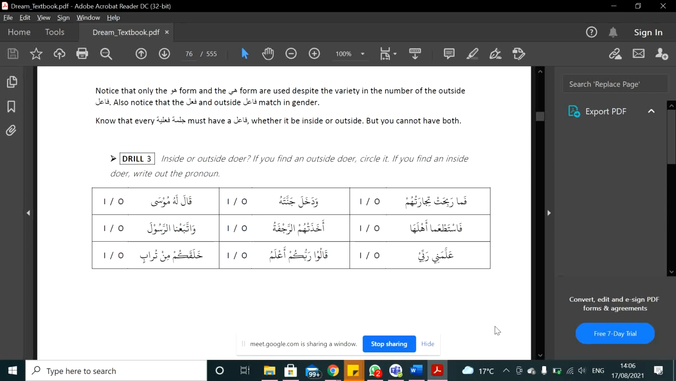Okay, so if I look at allama, this will be Hua format. So we have a fail in Hua format. Now forget the ni, forget the attached pronoun. Now look for the isim after it. So we have an isim, Rabbi. Yes. So what is Rabbi?